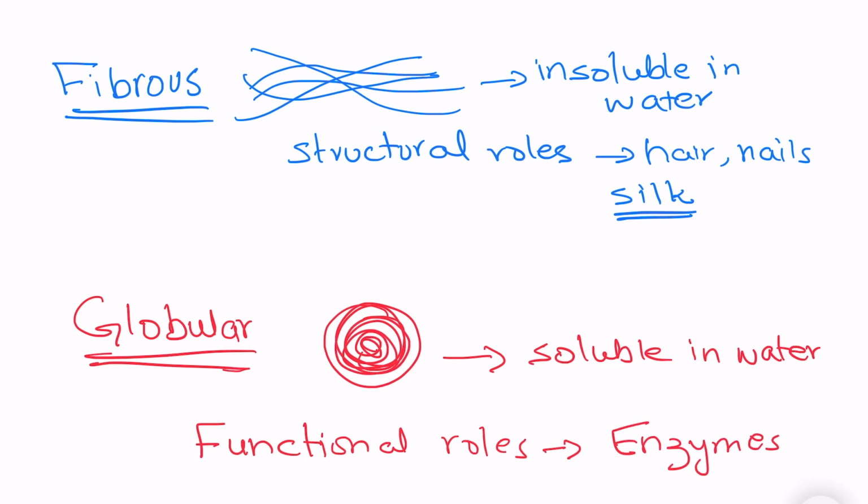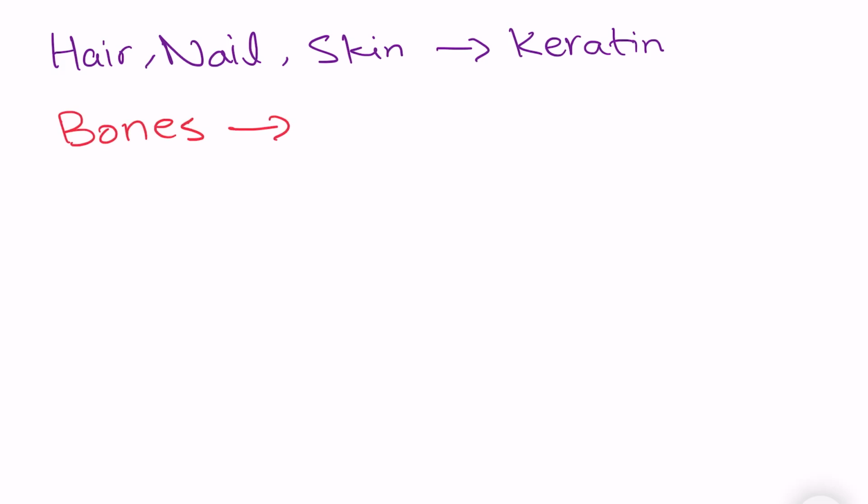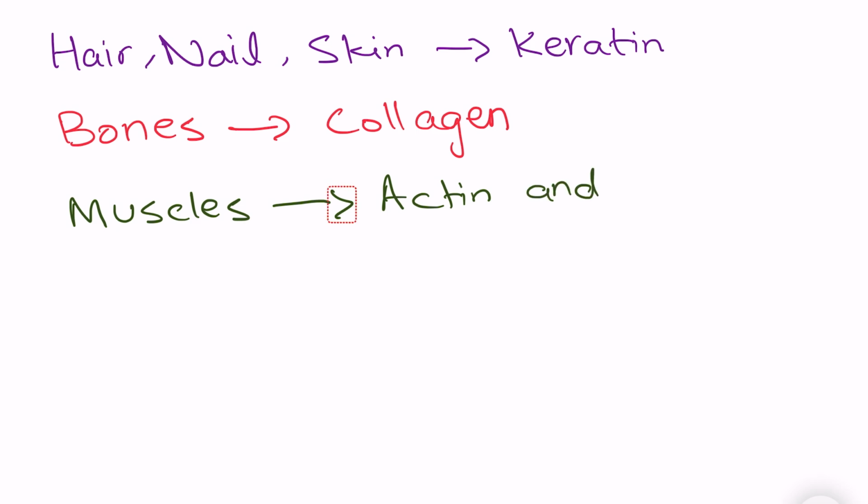Another important thing to note is that excluding water and fats, our bodies are almost entirely made up of proteins. For example, our hair, nail, and skin is made up of a protein called keratin, which is a fibrous protein. Our bones are made up of another protein called collagen. Our muscles are made up of proteins called actin and myosin. And basically, everything that we can see in our body are muscles.